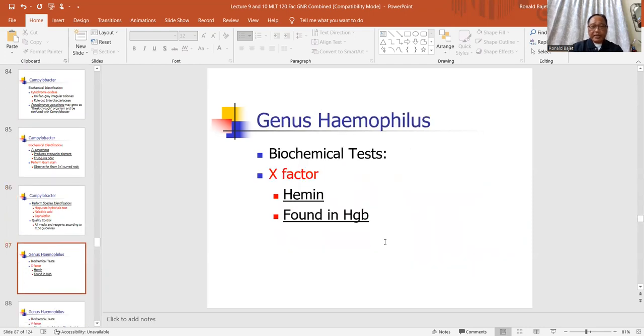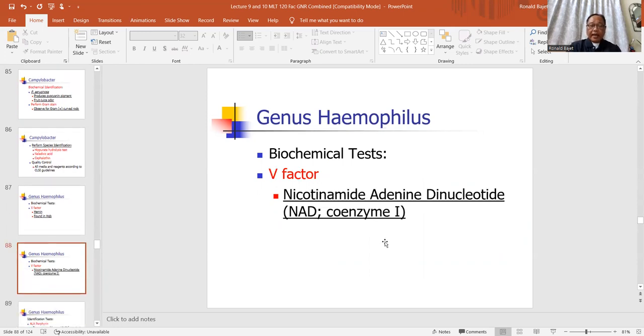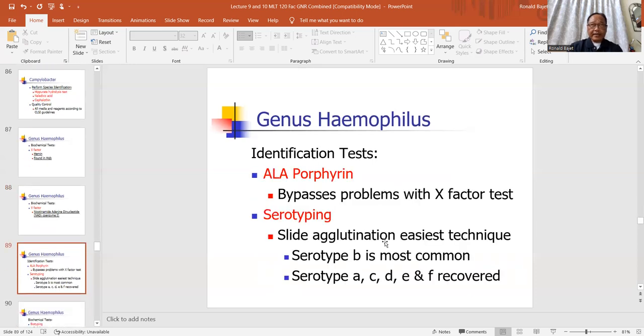All right, the next organism is Haemophilus. Haemophilus may or may not require two factors: the X factor, which is hemin, and the V factor, which is NAD. So you've got your X factor and your V factor. It may require X factor only, or V factor only, or require both X and V factor, okay? X is hemin, V is NAD, nicotinamide adenine dinucleotide.